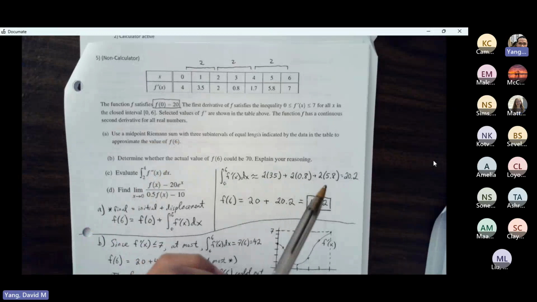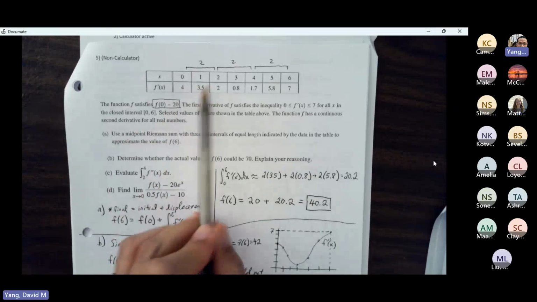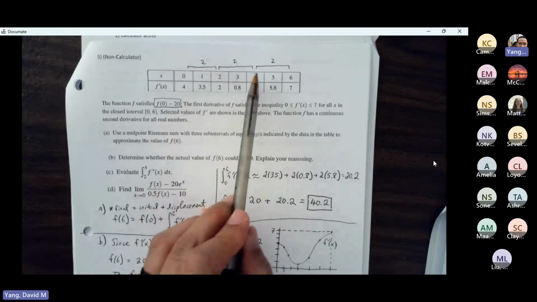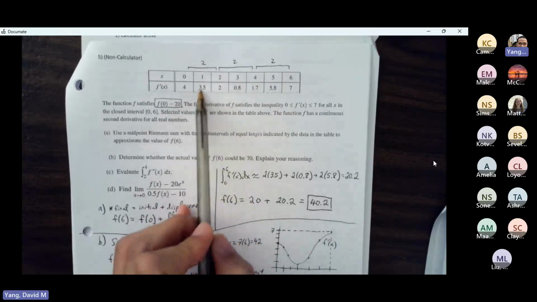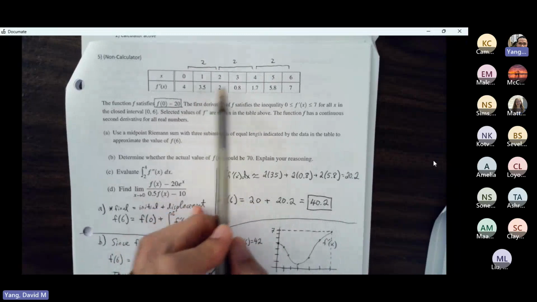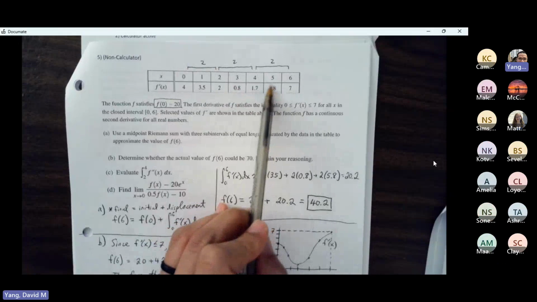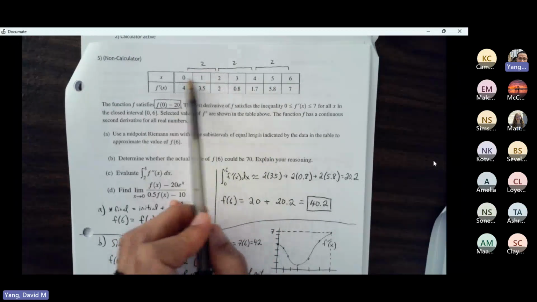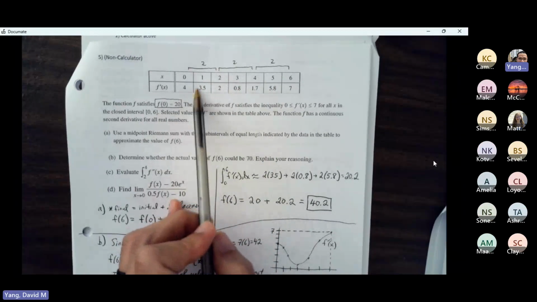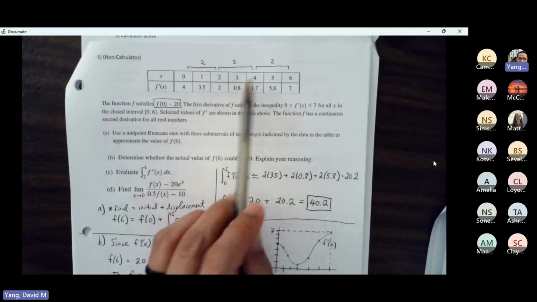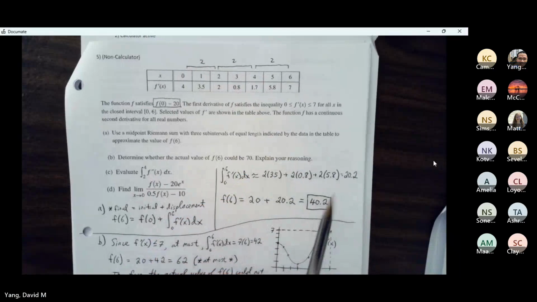Use midpoint Riemann sum. So width times height, 3 times here. So width is 2 minus 0, 4 minus 2, and 6 minus 4. And then we want to pick the heights at the middle of the x values and find the y value there. So width times height.